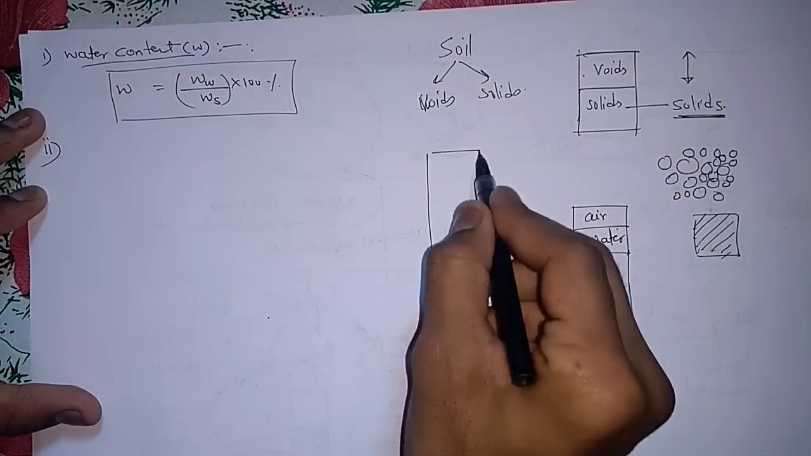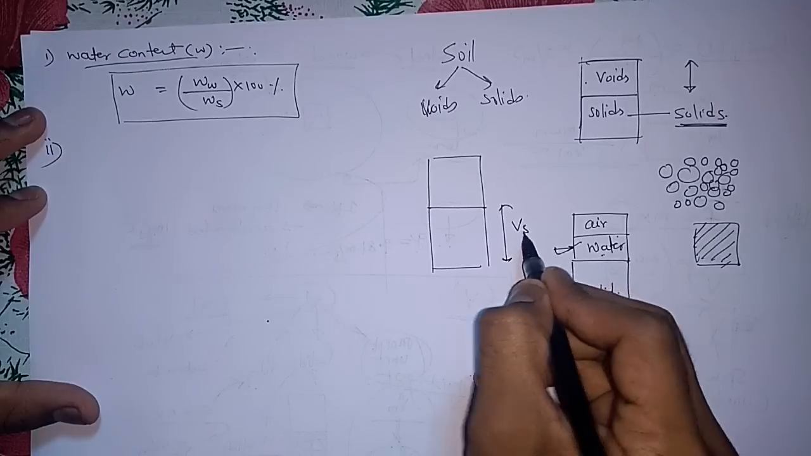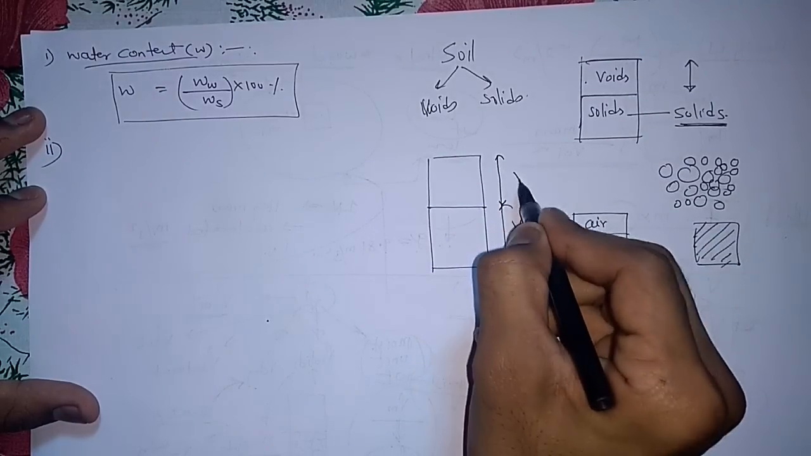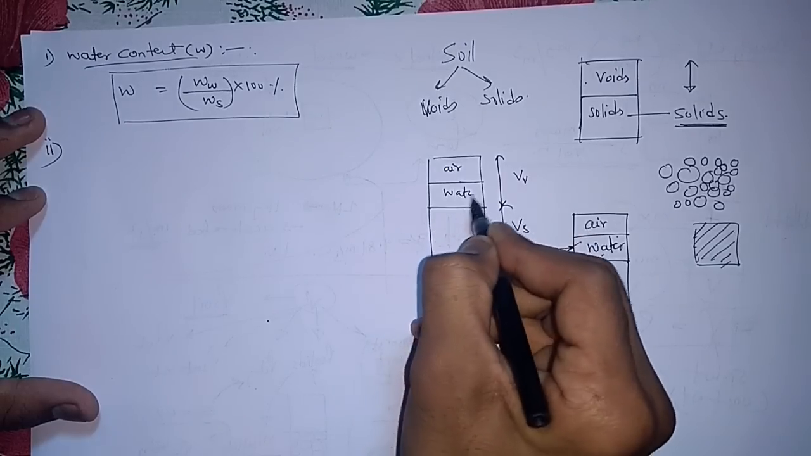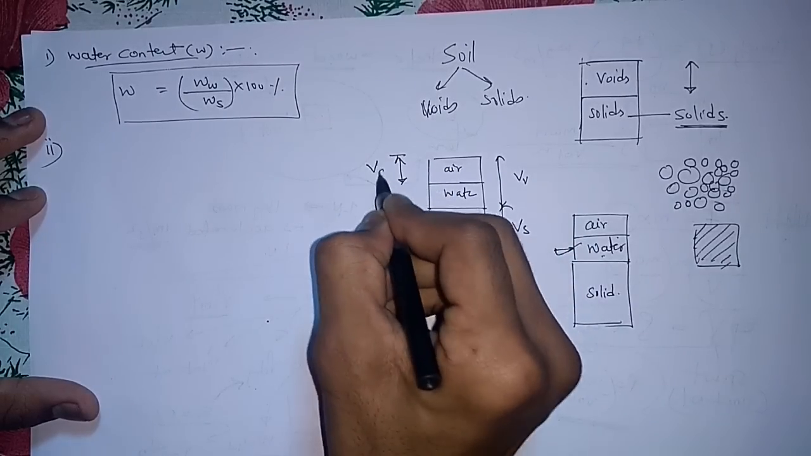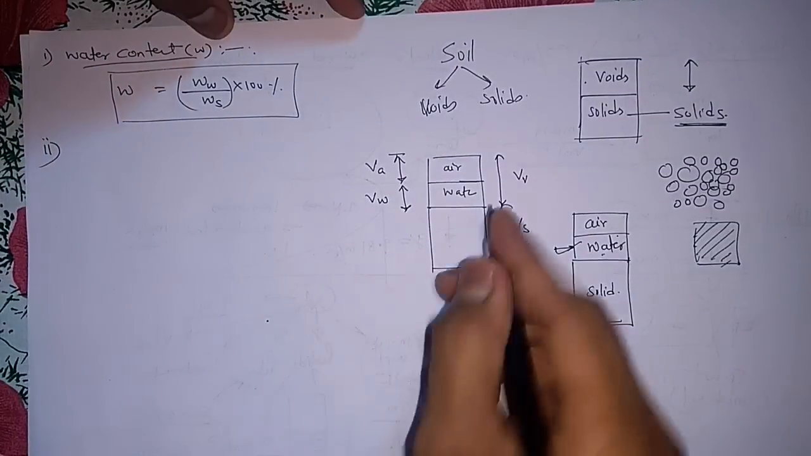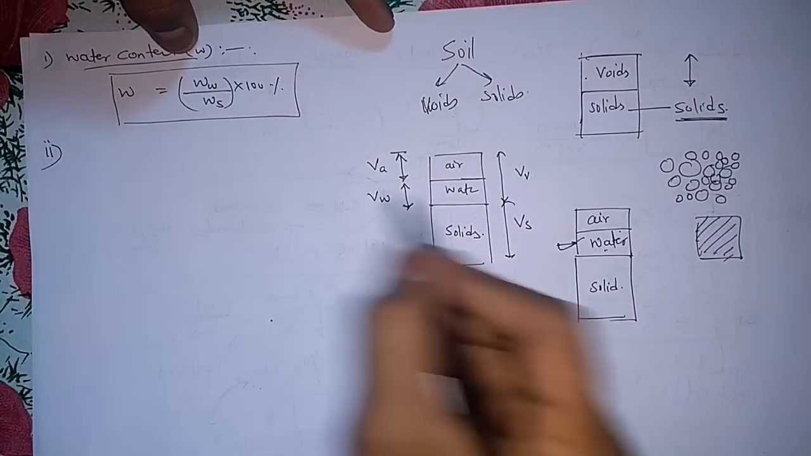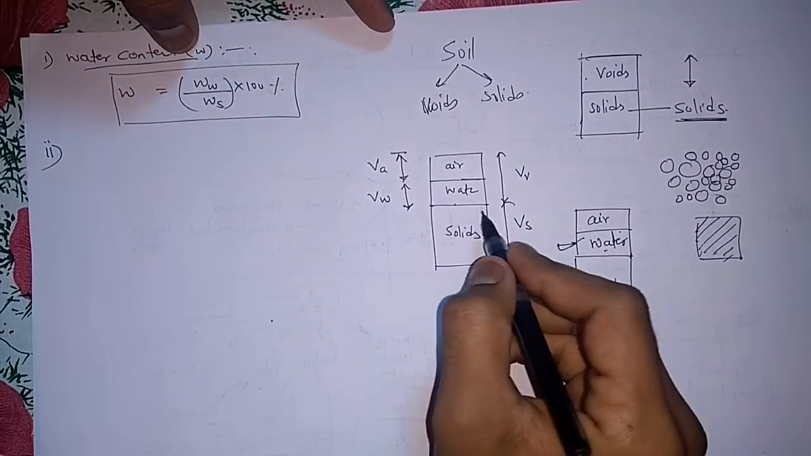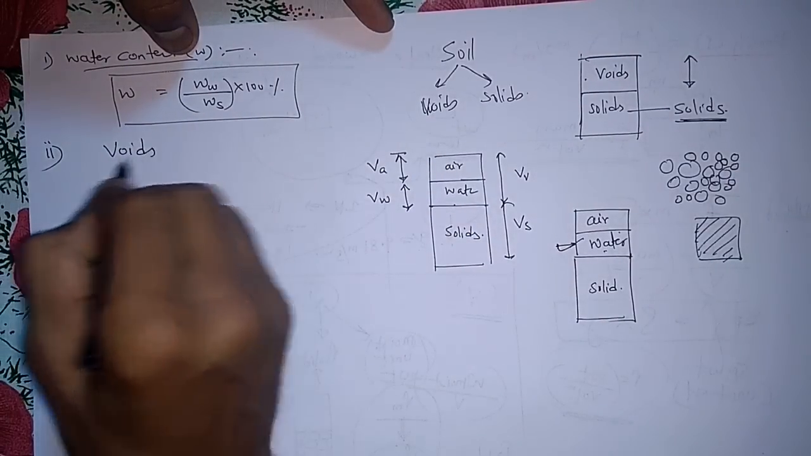Next, for this three-phase system, I will define these as volume of solids. These are volume of voids. In this we have air. This is water. This is called volume of air, and this is volume of water. So for these things we have already covered water. Now we have got voids. So we will talk about voids.